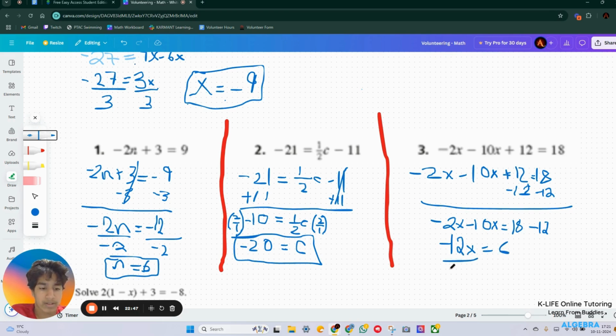Now you just have to divide like a normal thing. -12, both sides. Cross that out, -12. X equals -1 half. See, I'm gonna say 1/2. I always say 1/2 so much, but it's actually wrong. So don't do the mistake I do. Just say half.